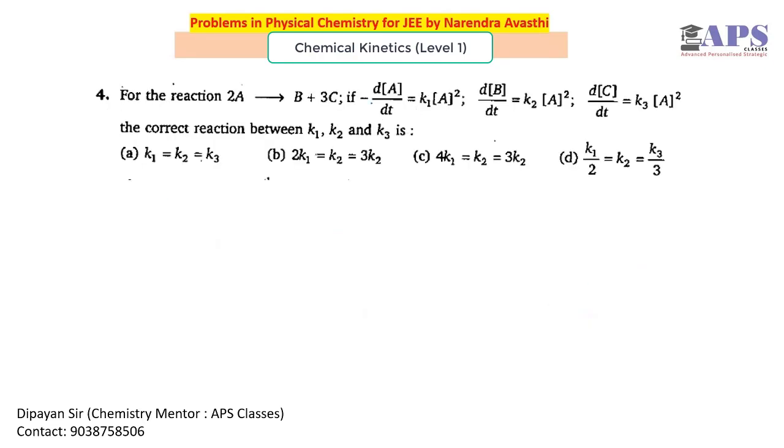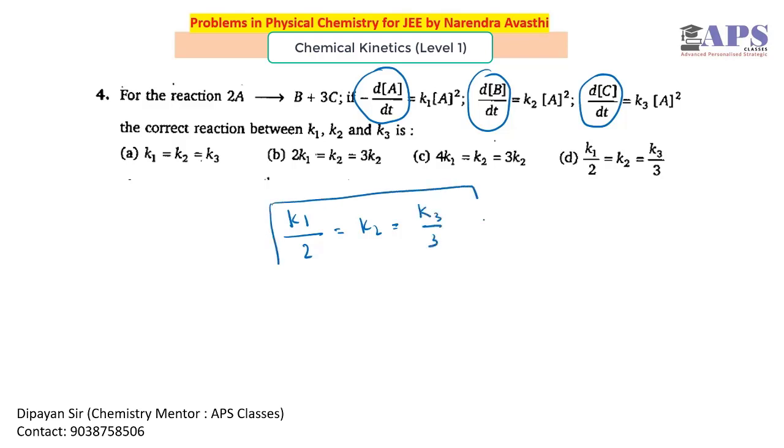In question number 4, minus dA by dt represents rate of consumption of A. dB by dt represents rate of formation of B, and dC by dt represents rate of formation of C. Obviously overall rate should be similar for all the reactions, so we can say that K1 by 2 equal to K2 equal to K3 by 3. If we maintain this relation, then the overall rate will be similar for all the reactions. Okay, so the option D will be the correct option.